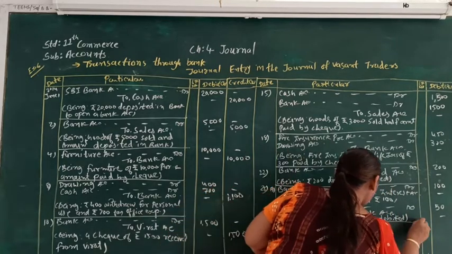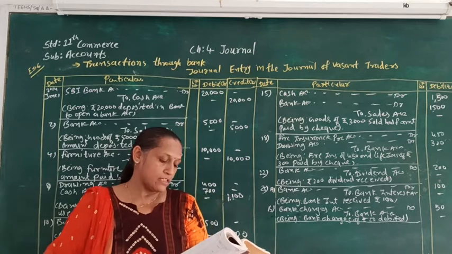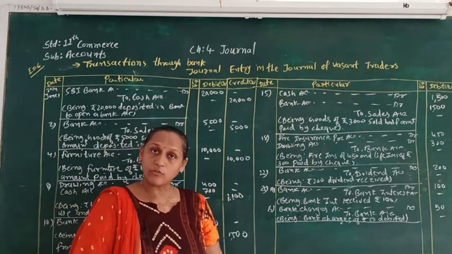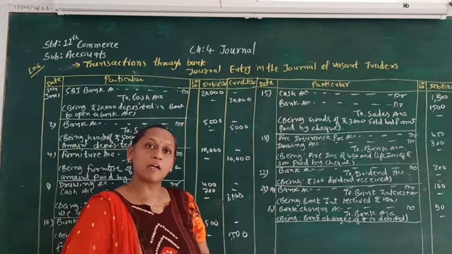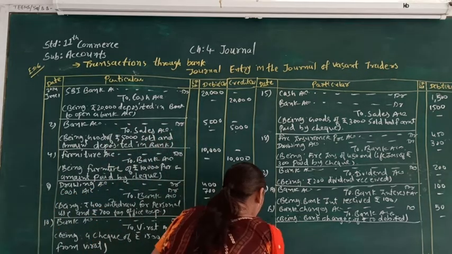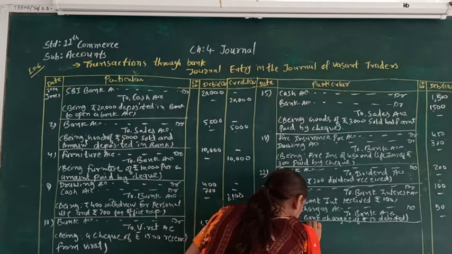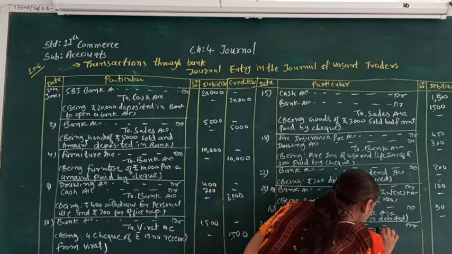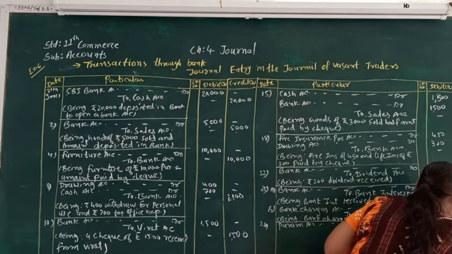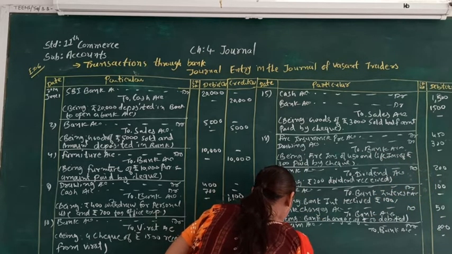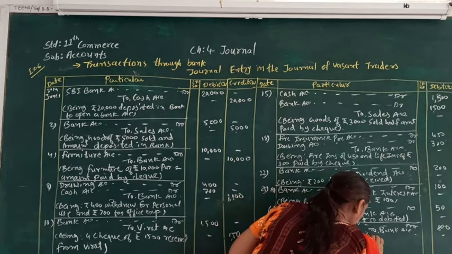Next journal entry will be of date 38. A check of rupees 800 issued to Param as final settlement. So we have to pay some amount to Param, and for that we have issued a check. So for that Param is a receiver. So Param account debit to bank. That journal entry is supposed to be passed. So for that Param account debit to bank account. It will be 800. Being a check of rupees 800 issued to Param.